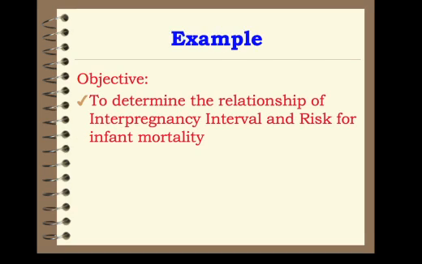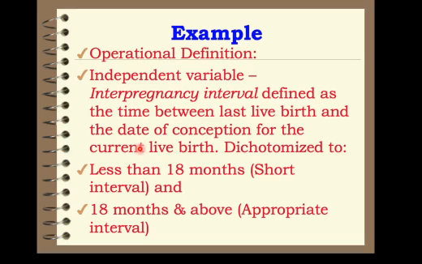Let's give an example. Suppose the objective of the study is to determine the relationship of interpregnancy interval and risk for infant mortality. From this objective, we can see that the independent variable is interpregnancy interval, and the risk for infant mortality is the dependent variable. Now, we look at the operational definition for us to know the data classification of the independent and the dependent variables.